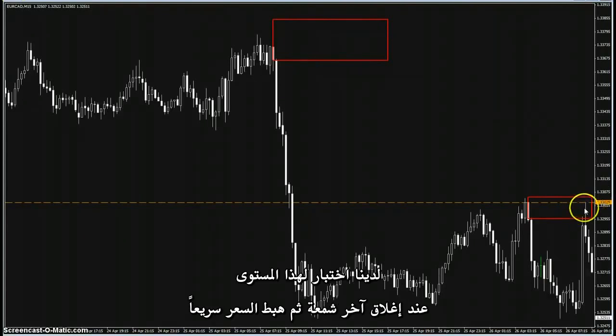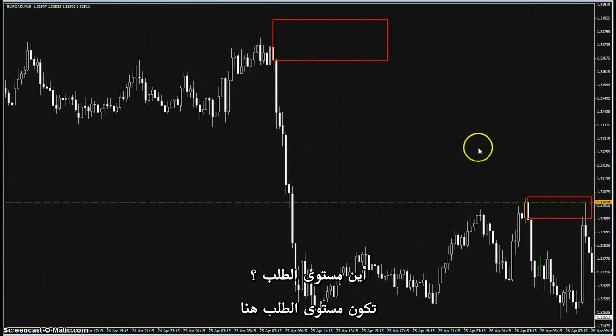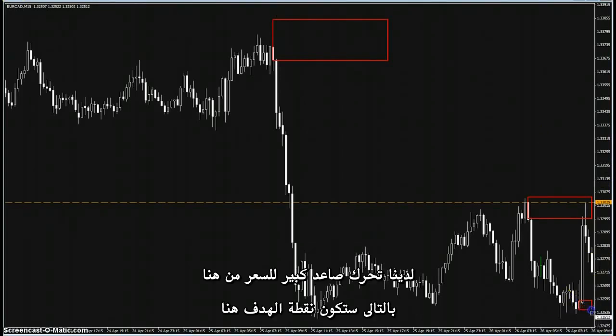Okay. So what do we get? We get a touch of this level right at the candle close, and we fall back down. So again, that's a short entry. Now, where would my target be? Well, where's the demand level right now? The demand level right now formed right here, right? We got a pretty significant move off this level right here. So my target right now is right here.